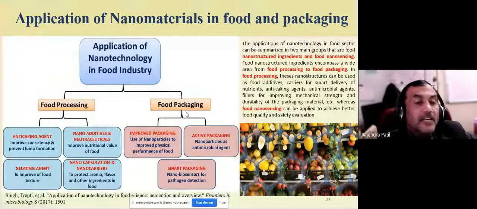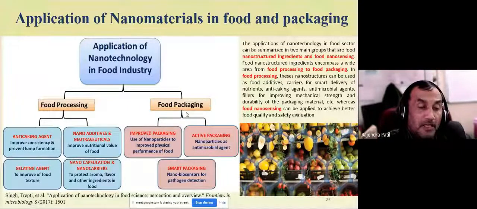And when that technical product is prepared, the wrapping or the protection of that food material is called food packaging. So nanomaterials are finding application in two different areas: food processing and food packaging.